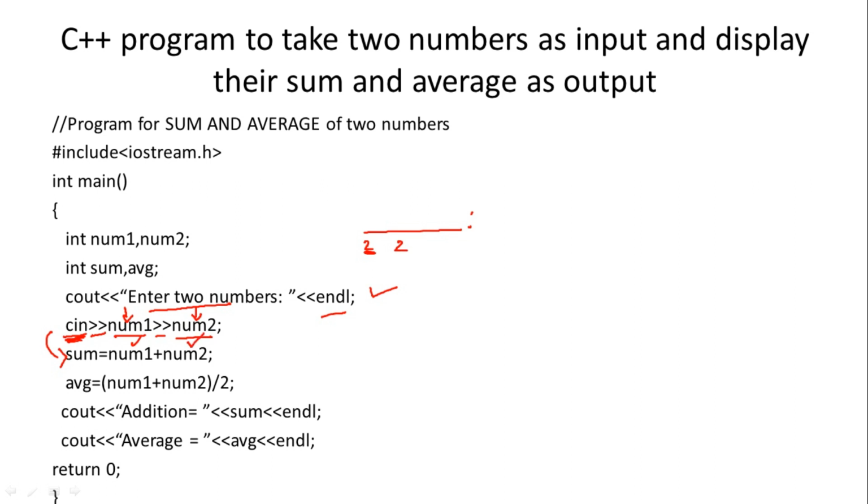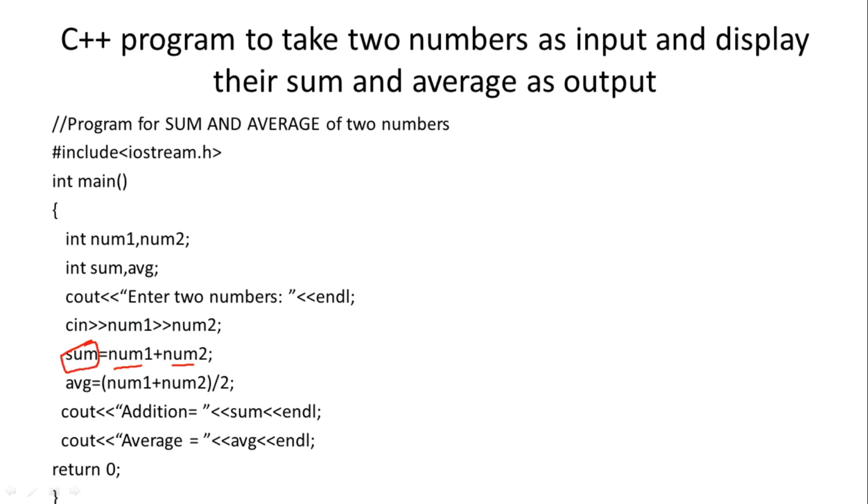Then the next statement is sum equal to num1 plus num2 semicolon. It is an arithmetic expression. What will happen is that the num1 value and the num2 value will be added and the result will be stored in the variable sum.